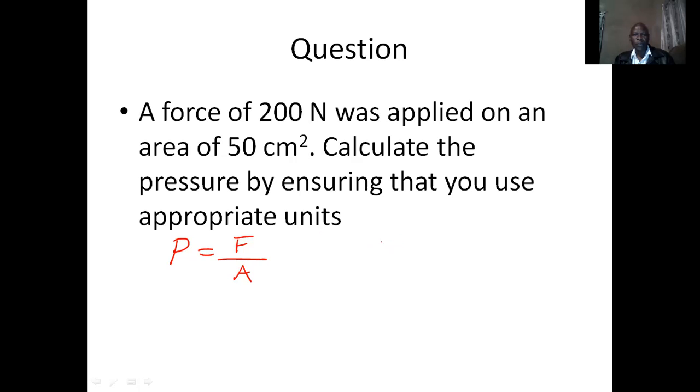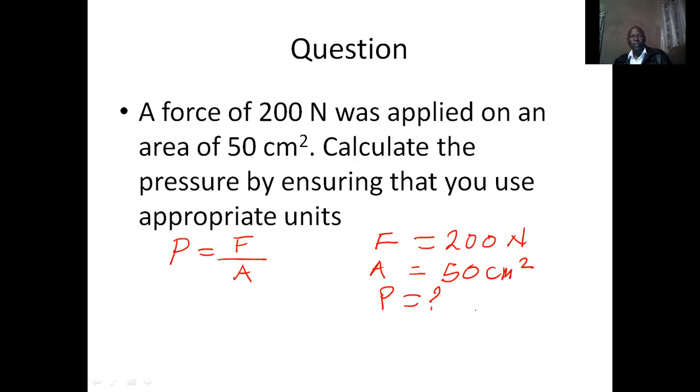We have been given a few items in the equation, which we already know. For example, we are told that the force is 200 newtons and the area is 50 square centimeters. We are told to calculate the pressure. What we need to do here is to convert the area into appropriate units, which are square meters.